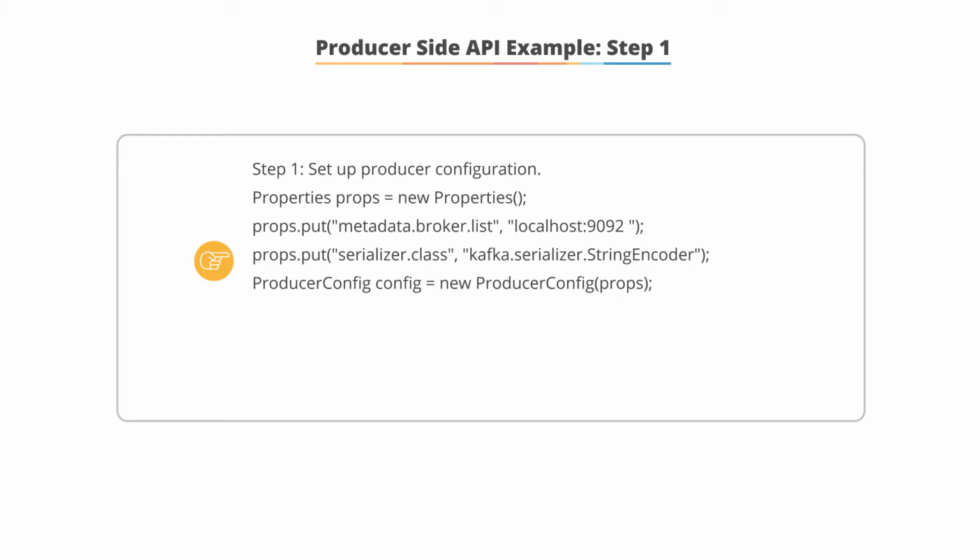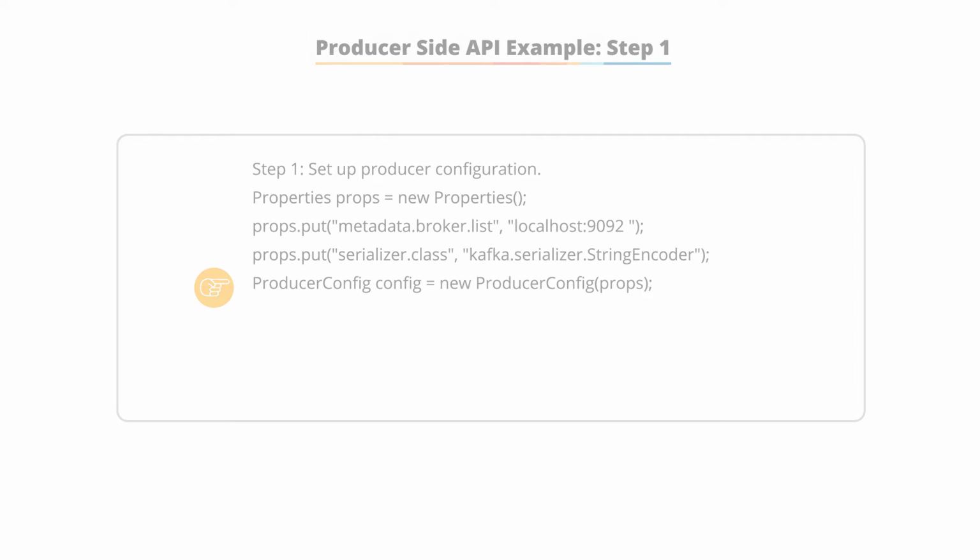The method of serialization is specified with the props.put specifying the serializer.class along with the Kafka serializer.StringEncoder to perform the operation. And then we create the config file with the ProducerConfig, specifying the config file to be an instance of new ProducerConfig(props).